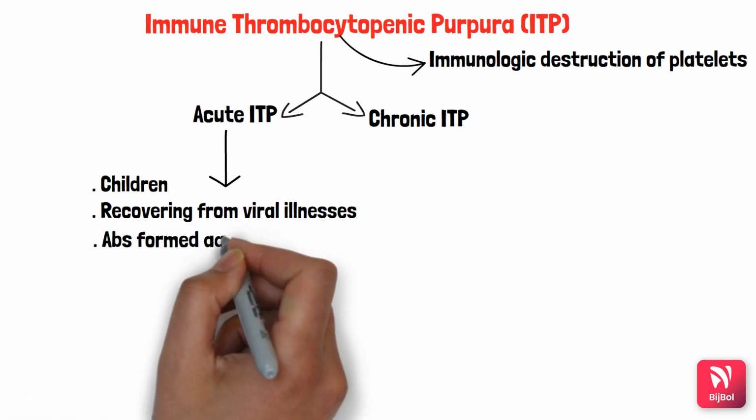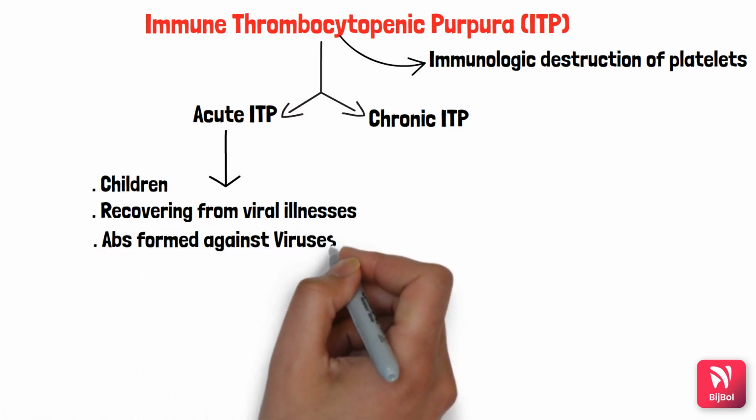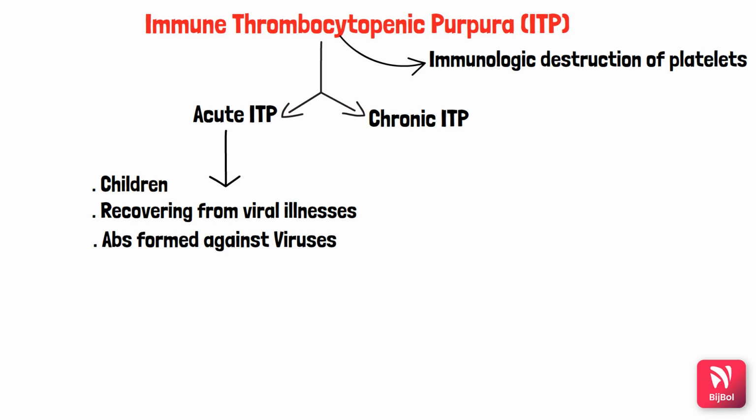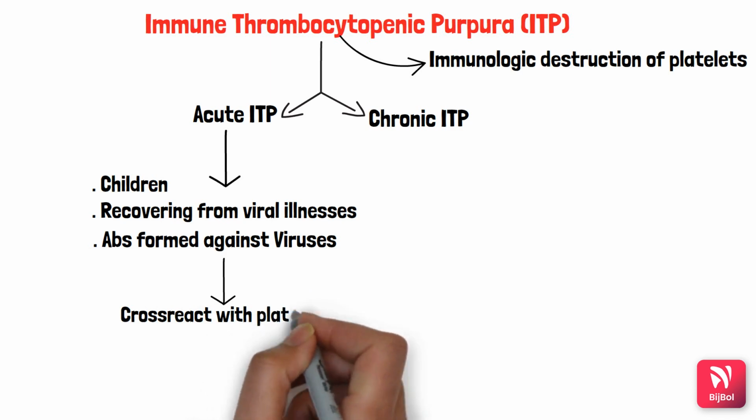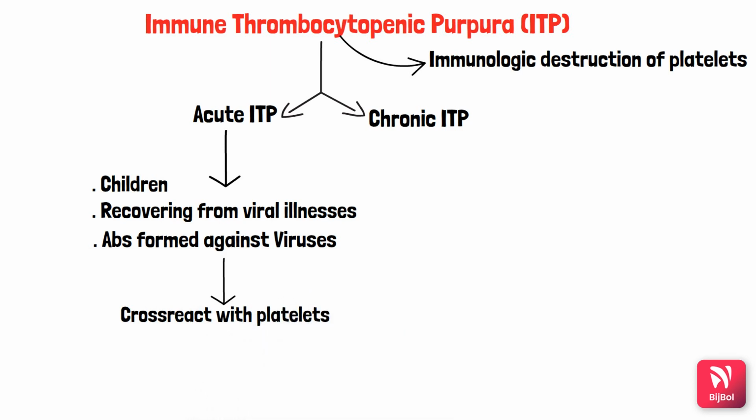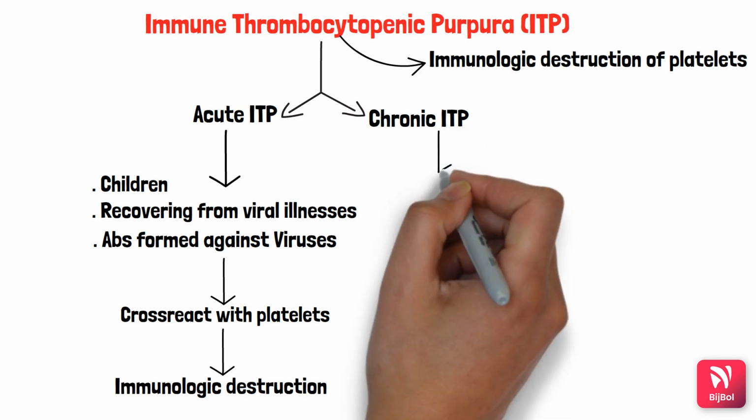So in any viral infection, there will be antibodies within the body that are produced against the viruses, right? So these antibodies which are formed against the virus, in this particular disease, they cross react with the platelets of the host itself. So whenever they cross react with platelets, they cause immunologic destruction. So this cross reaction can be maybe by molecular mimicry or any other reason. But here the antibodies which are formed against these viruses cross react with platelets.